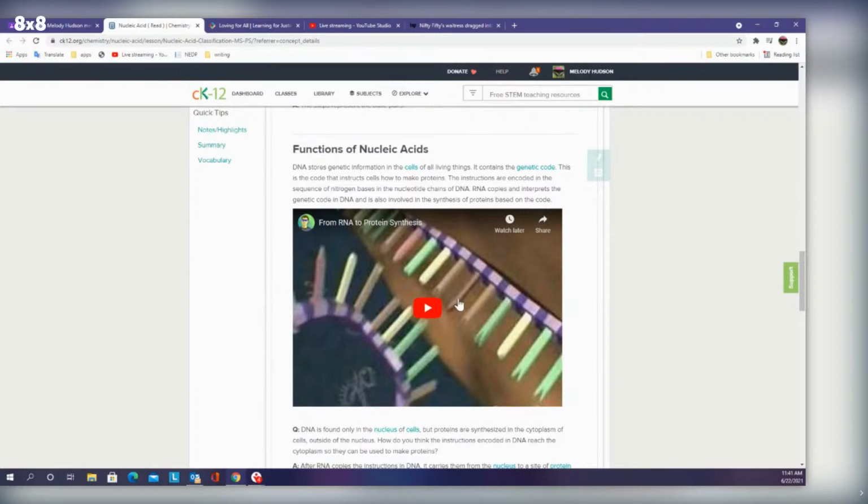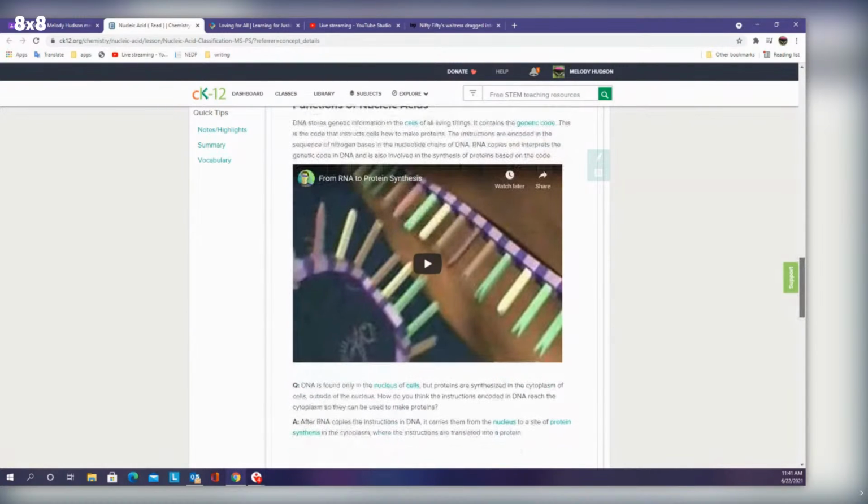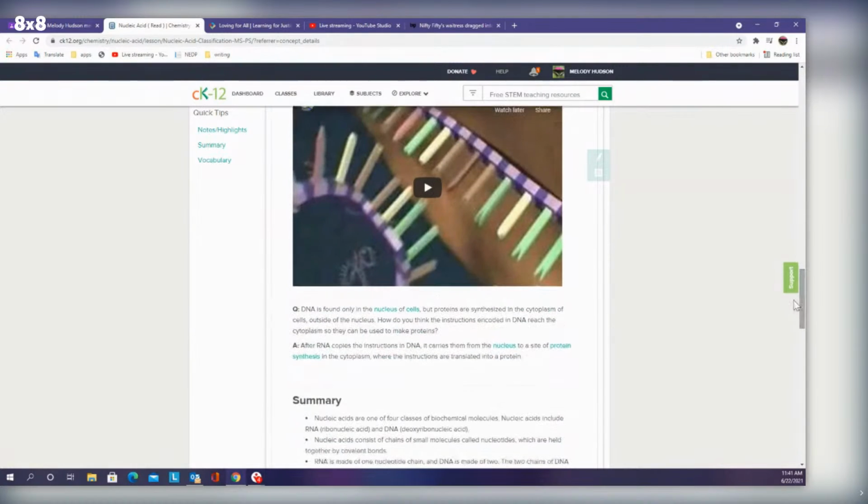So look at this picture, which looks like a DNA, and then you have the RNA. But I really want you to watch this. The reason we're not watching it live is that you won't be able to hear it. But please watch this from RNA to protein synthesis. So here, listen to this.